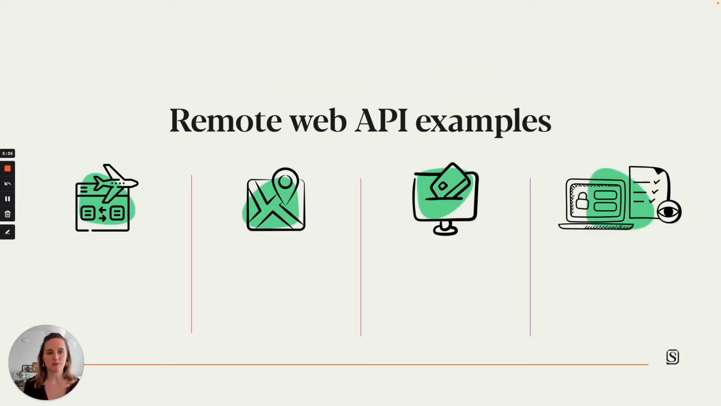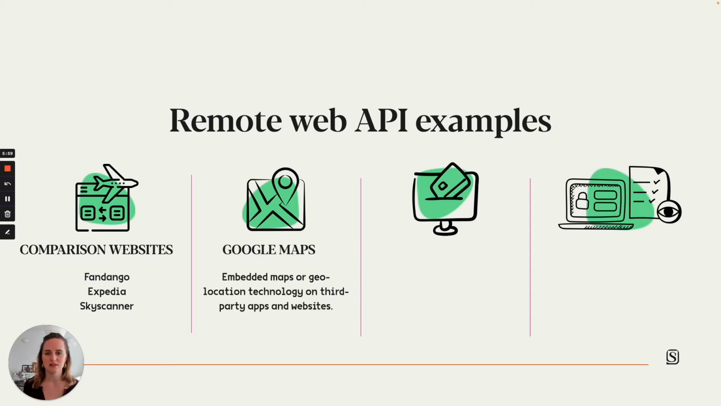Now, here are some more examples of remote APIs that you interact with on a daily basis. Travel comparison websites. Travel booking websites use remote web APIs to tap into the databases of all the hotels and airlines worldwide to aggregate them all for you to browse in one place. This same goes for any online comparison sites, whether we're talking about cars and dealerships or tickets and movie theaters.